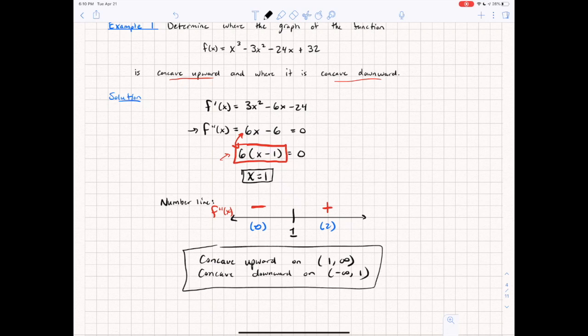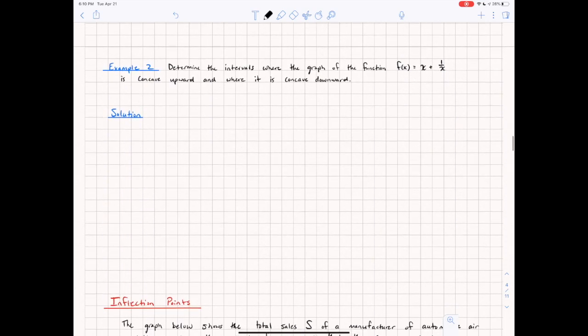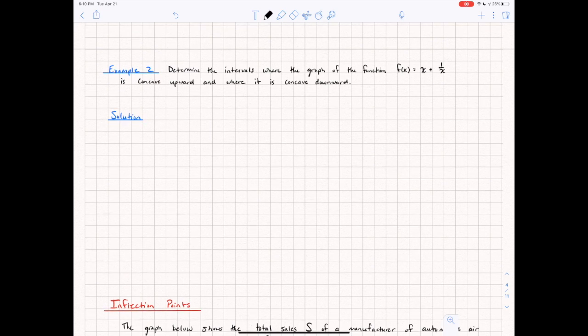Perfect. All right, let's take a look at example 2. So again, this one we saw before. Determine the intervals where the graph of the function f of x equals x plus 1 over x is concave upward and where it is concave downward.